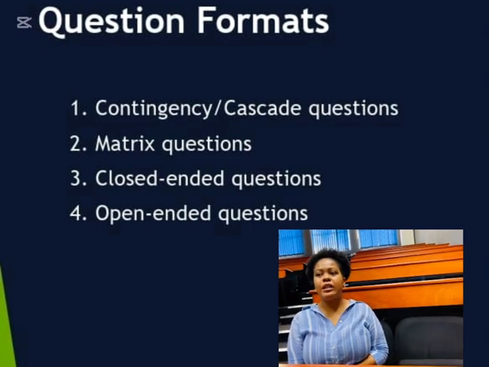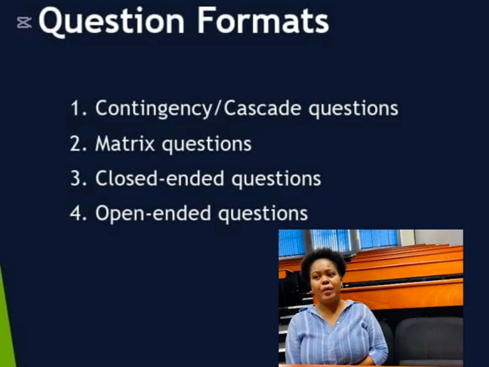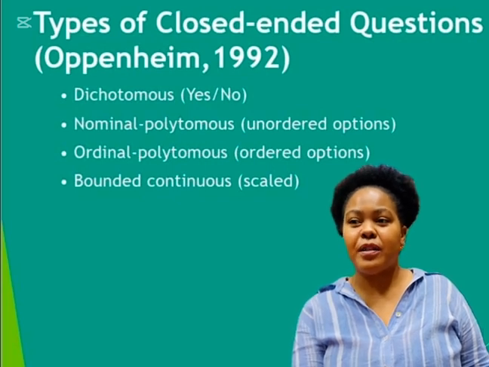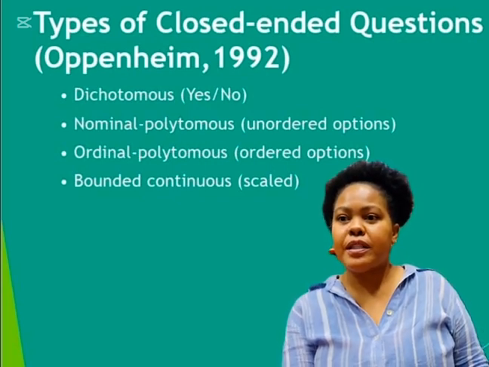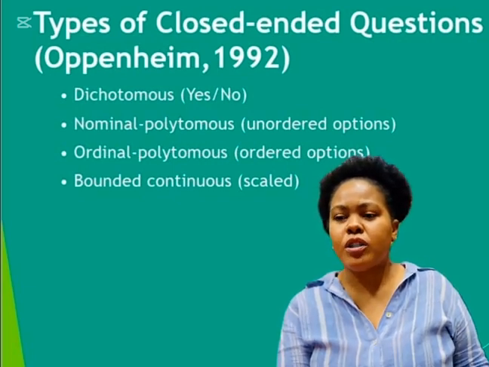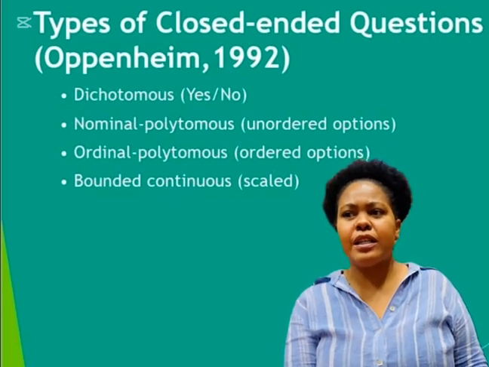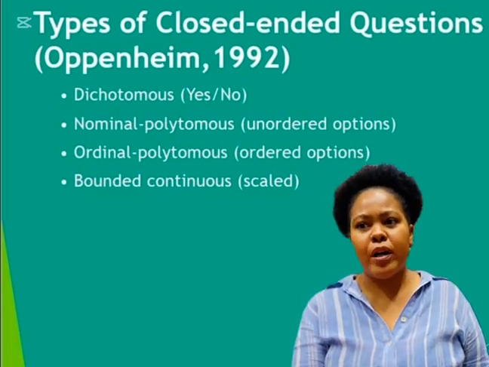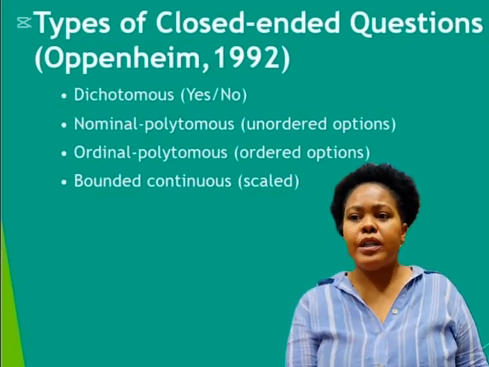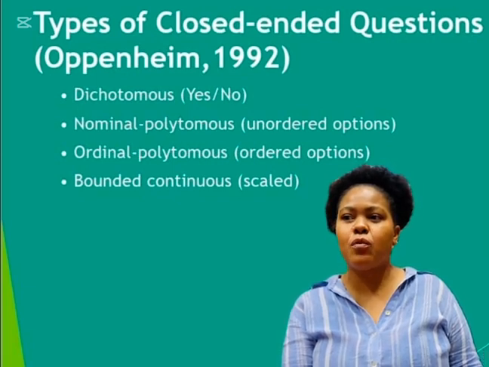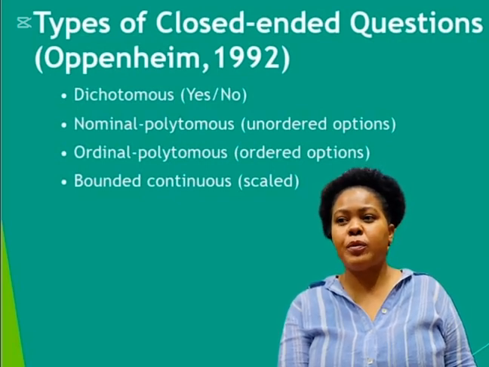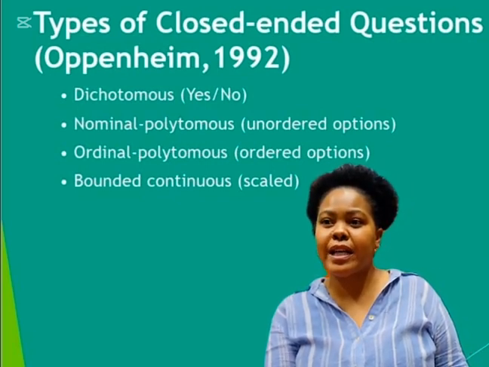I would like to look closely into close-ended questions and open-ended questions. Close-ended questions: respondents' answers are limited to a fixed set of responses. 4 types of response scale for close-ended questions are distinguished as follows. Dichotomous, where the respondent has 2 options. Nominal polytomous, where the respondent has more than 2 unordered options. Ordinal polytomous, where the respondent has more than 2 ordered options. Bounded continuous, where the respondent is presented with a continuous scale.